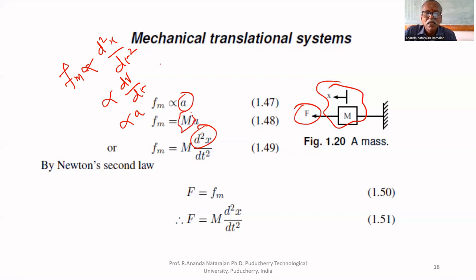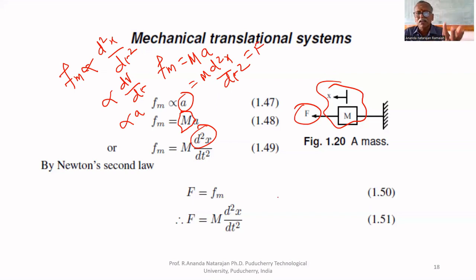That mass is constant. So Fm, the reaction force, is equal to mass multiplied by acceleration, or m d square x by dt square. These two forces must be equal, so it must be equal to F. Therefore, for a system with only mass, no spring effect and no dashpot effect, the mathematical model is F equal to m d square x by dt square.